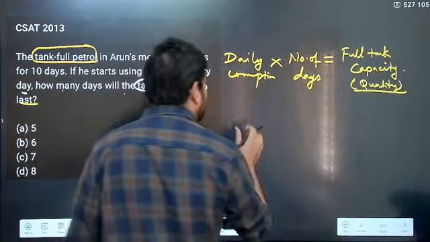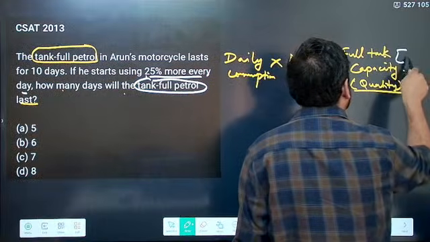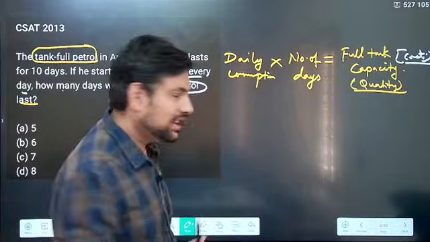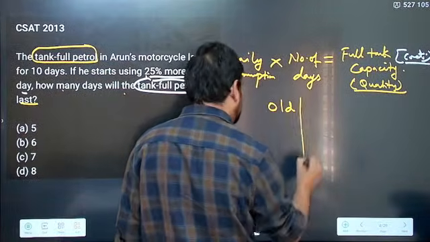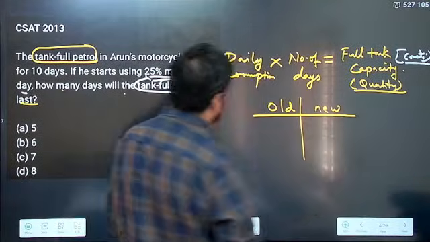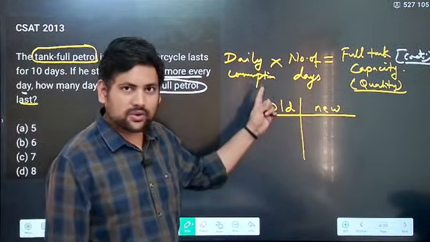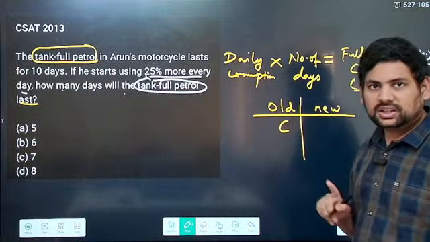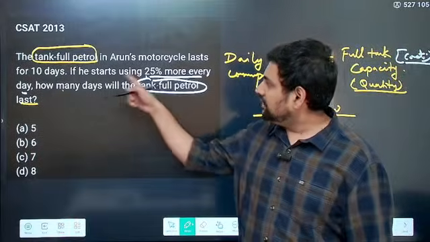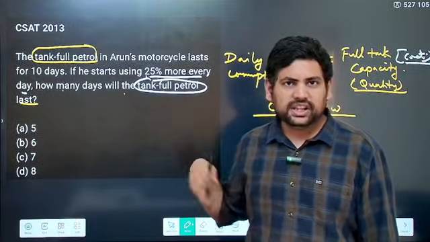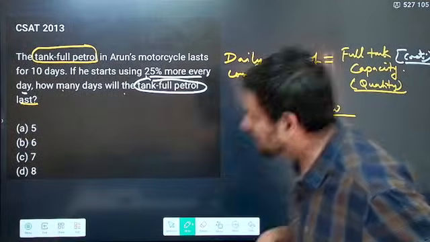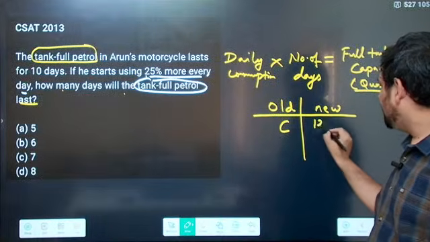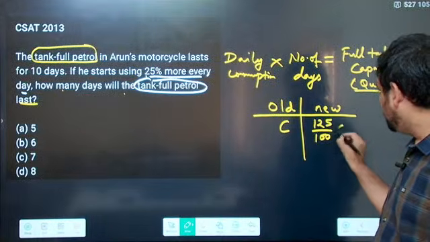Now see, so basically this is constant, this is constant. Now if this is constant, both of these are opposite to each other. So now I write old and new. Okay, what was the old consumption? I don't know. Let's assume it. The old consumption, daily consumption, was C. Then it says if he starts using 25% more every day. So the new consumption will become what? New consumption will become 25% more, correct? So it becomes, let's say, 125 by 100 C.